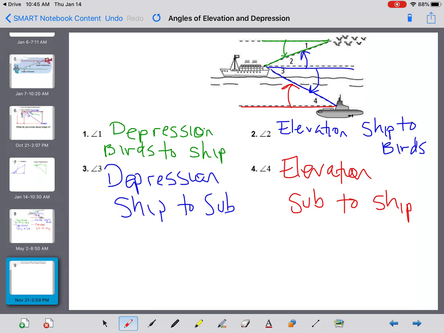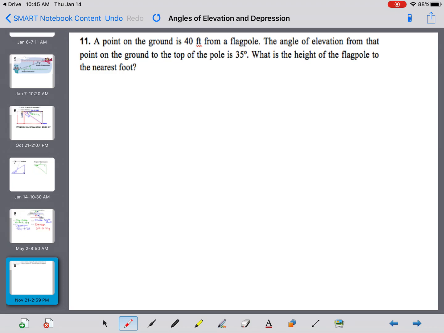We're going to start with number 11. It says a point on the ground is 40 feet from a flagpole. The angle of elevation from that point on the ground to the top of the pole is 35 degrees. What is the height of the flagpole to the nearest foot? So some key things I pick out are 40 feet, that's the point from the ground. The angle of elevation is 35 degrees.